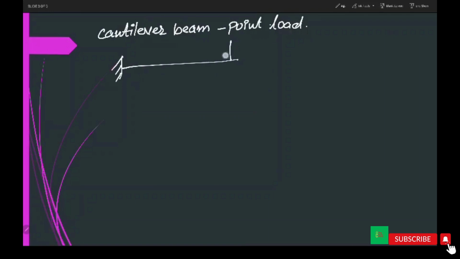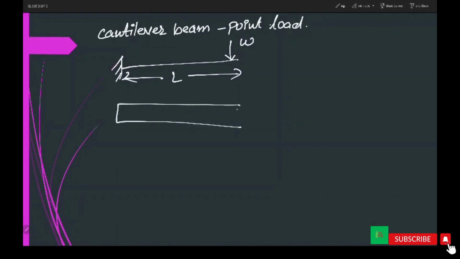This is the beam, load, length L. The shear force diagram will be a rectangle and the bending moment diagram will be a rectangle, inclined straight line, like this. This is W, this is L and this is WL.